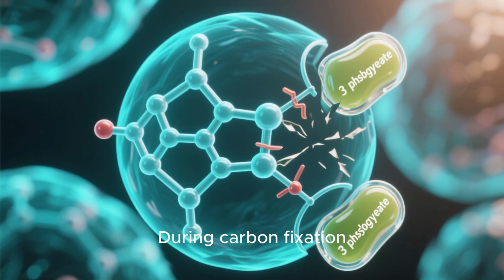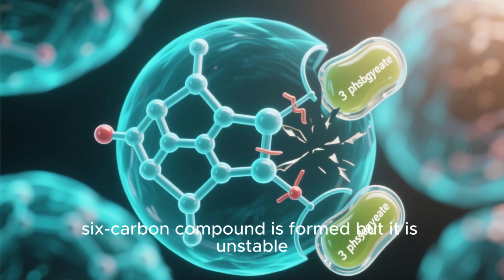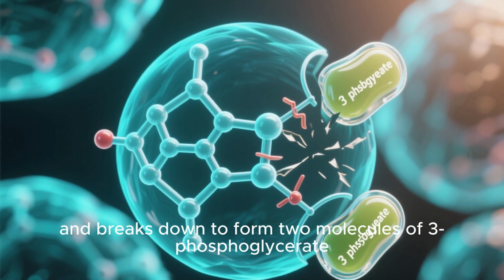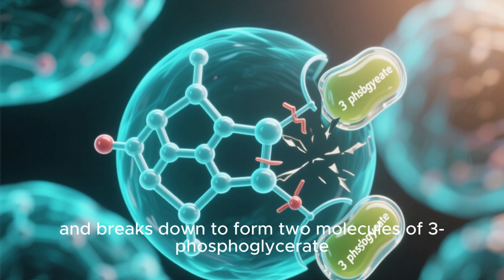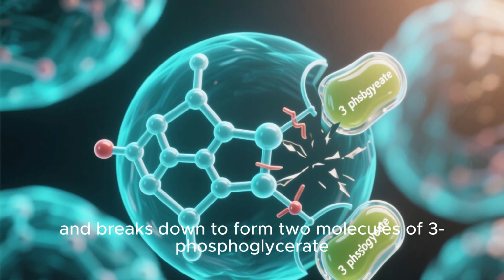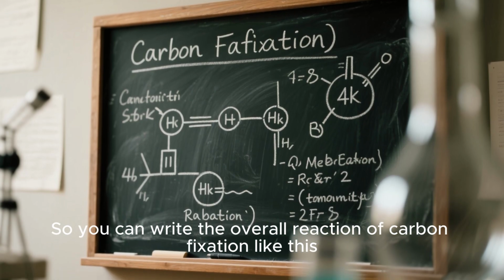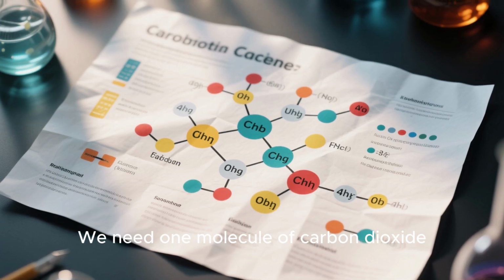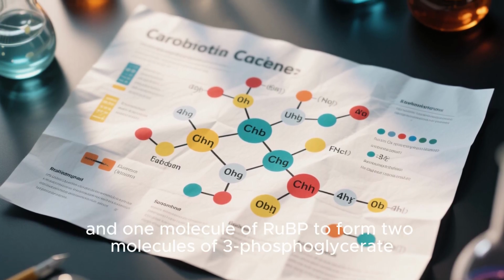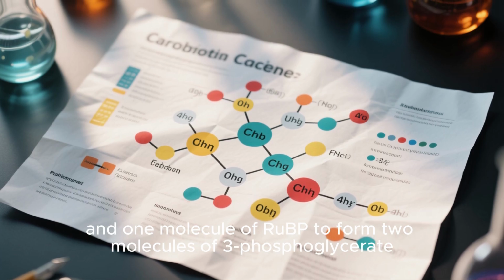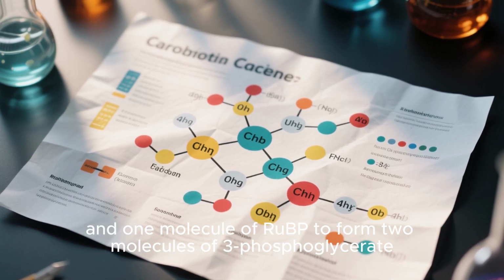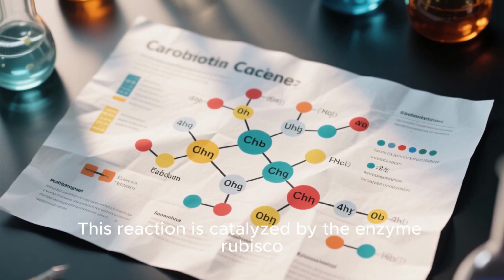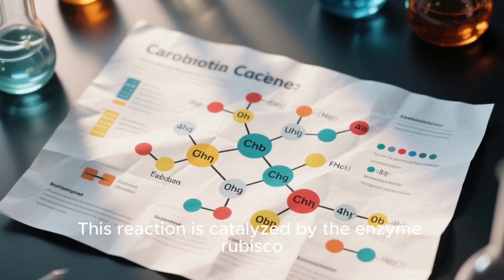During carbon fixation, a 6-carbon compound is formed, but it is unstable and breaks down to form 2 molecules of 3-phosphoglycerate. So you can write the overall reaction of carbon fixation like this. We need 1 molecule of carbon dioxide and 1 molecule of RuBP to form 2 molecules of 3-phosphoglycerate. This reaction is catalyzed by the enzyme Rubisco.